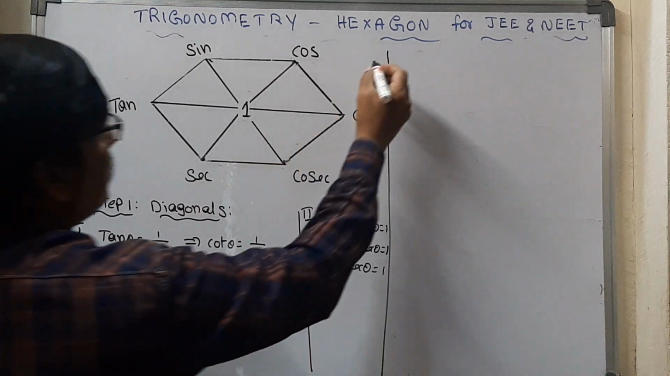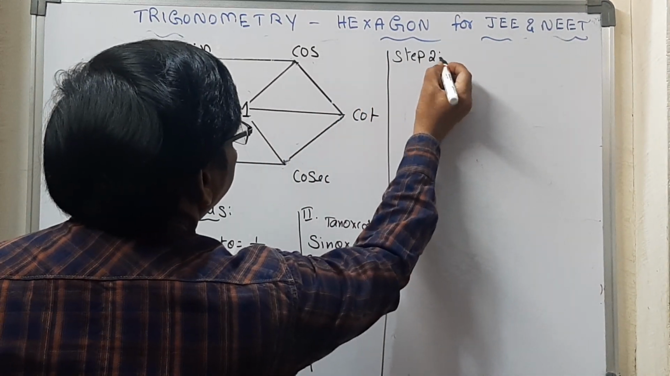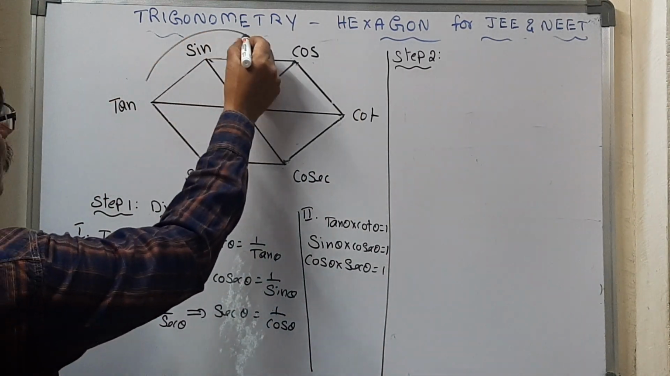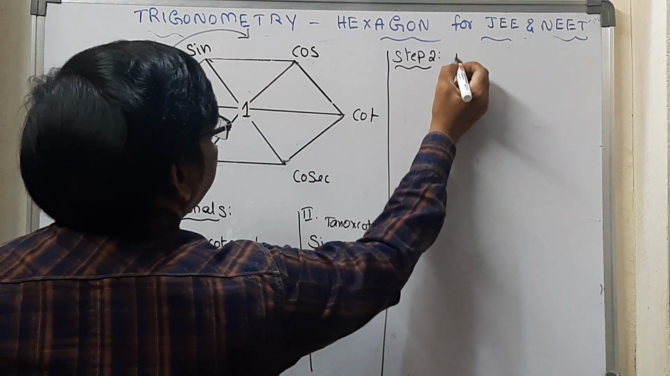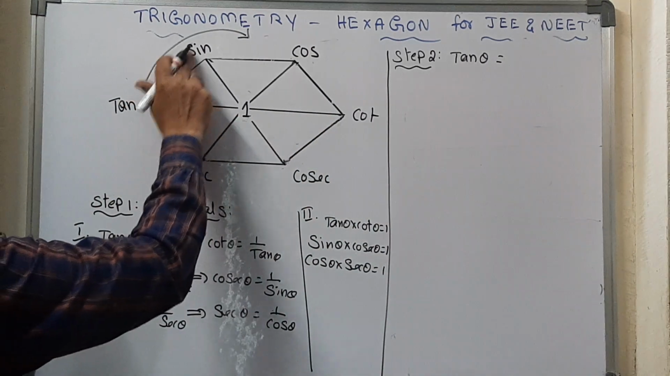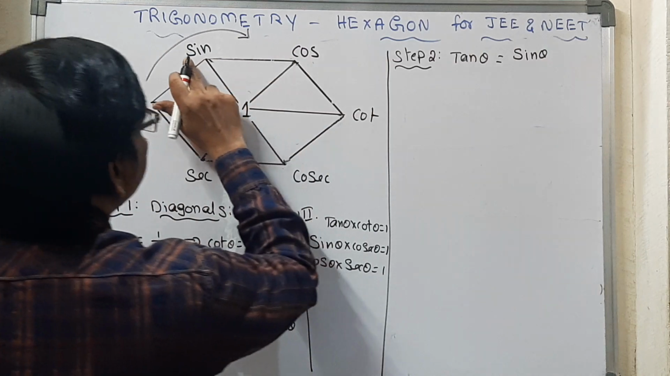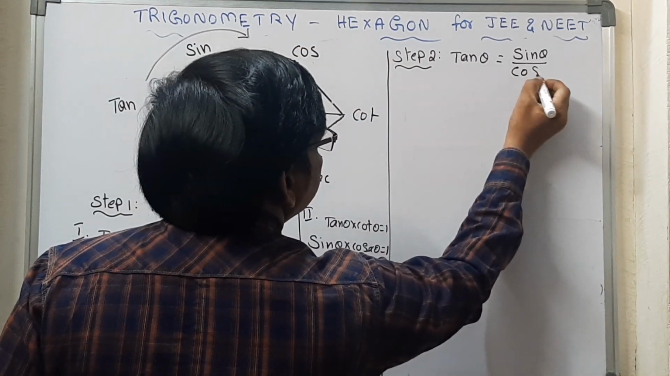Okay. And now step 2, let us take that. In step 2, what we will learn, let us see. Right from here, let us go clockwise. Once we are going clockwise, the first function is tan theta. Tan theta is equal to, what formula will I get? Sin theta by cos theta, this one by this one. So sin theta by cos theta.